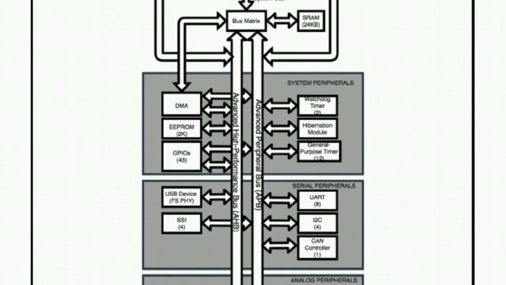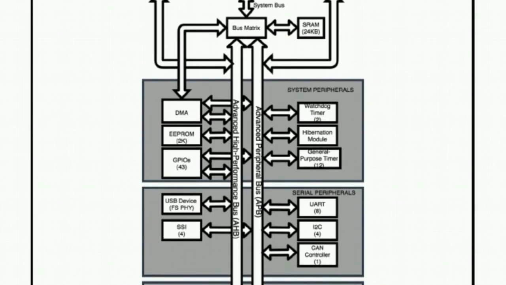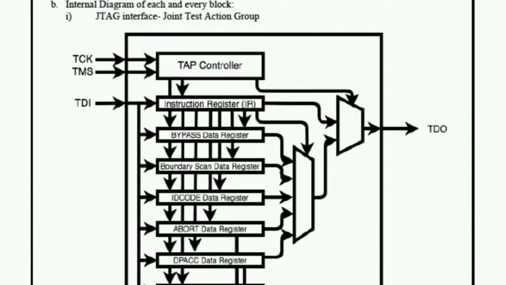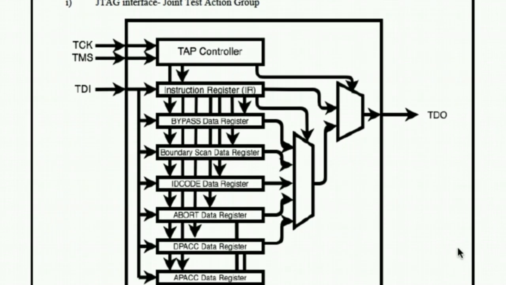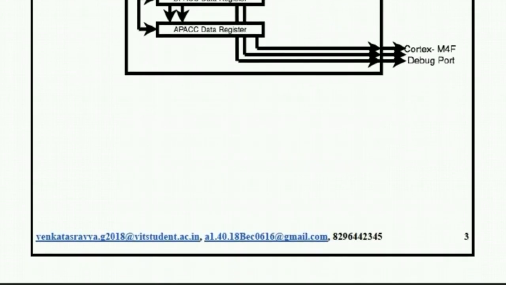This is the block diagram of the microcontroller. As you can see, there are three main parts. One is the system peripherals, second is the serial peripherals, and the third is the analog peripherals. I also drew the JTAG interface. This gives us an overview of how the information flows within the microcontroller.